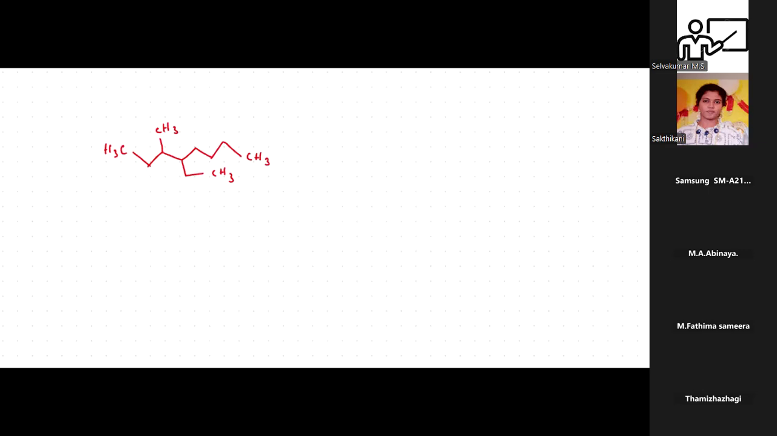So CH3 connected to a carbon, this carbon. Next is another carbon. In that carbon, CH3 is attached. And the next is another carbon, which is connected to another carbon. And then a methyl group is attached. And then this is connected to another carbon, another carbon, another carbon. So this, and this, and finally a methyl group.